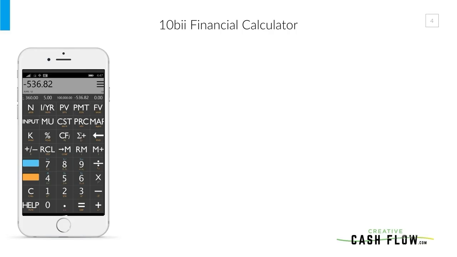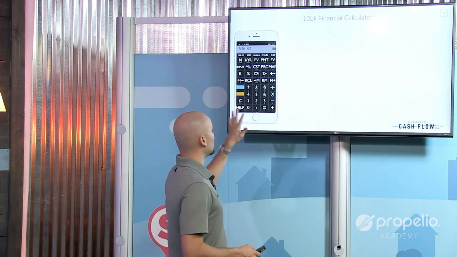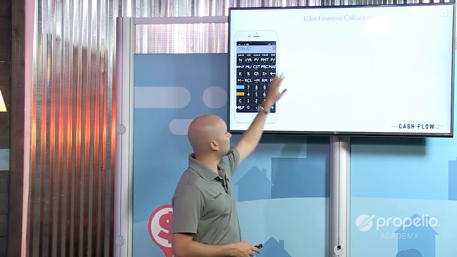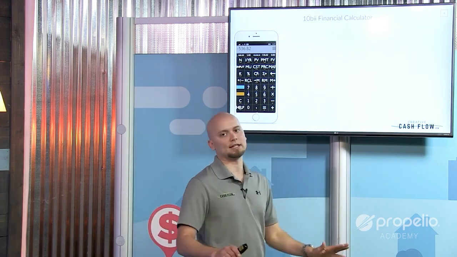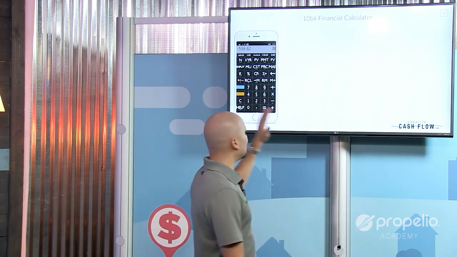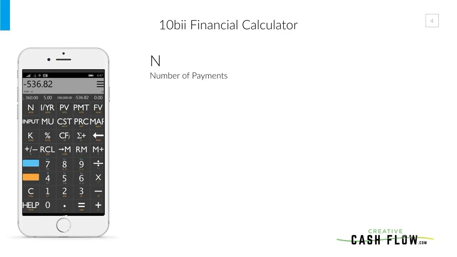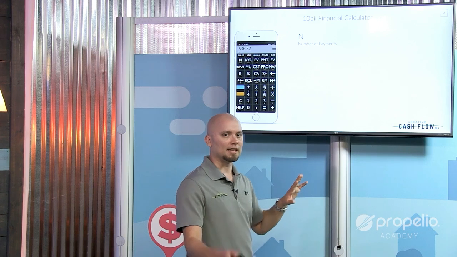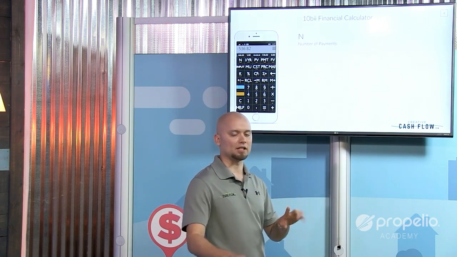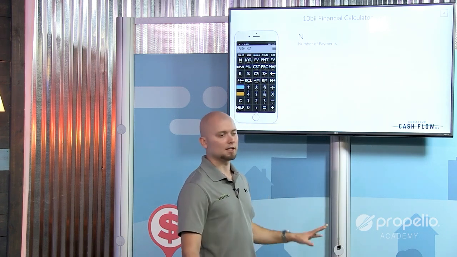Okay, the 10bII financial calculator. It may look a little confusing, but the only thing that matters is that top row, where it goes from N to FV. Other than the numbers, that's really the biggest thing for us. So let's go through what those are real quick, and then we'll skip on into the rest of the analysis, and you can watch the 10bII video for specifics on it.